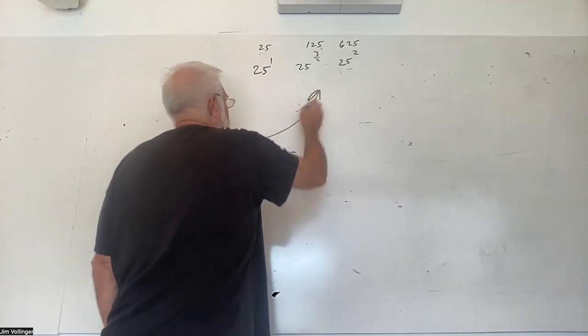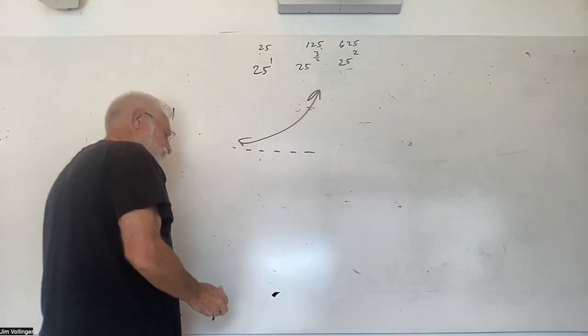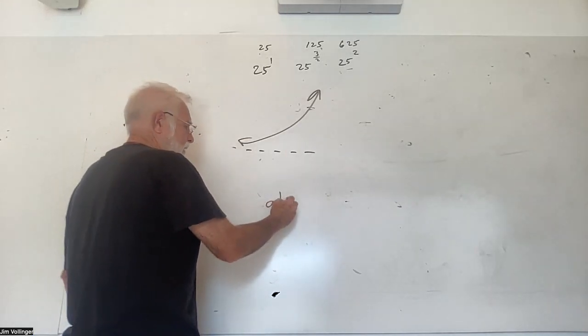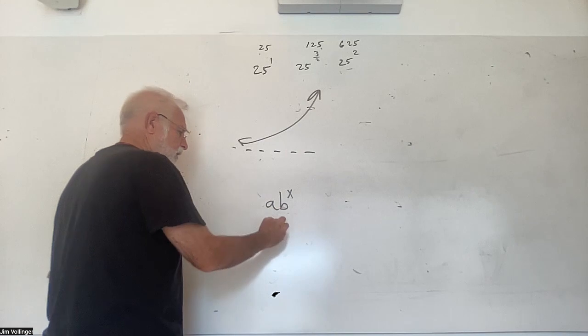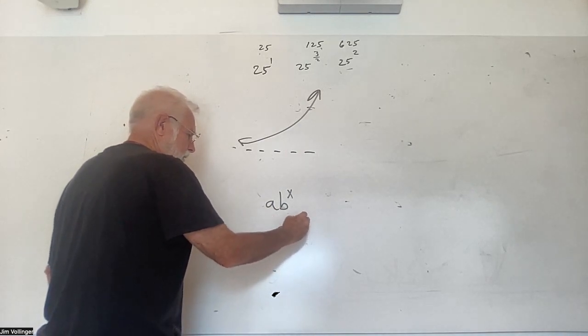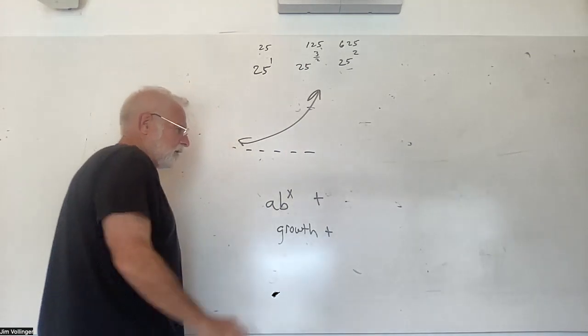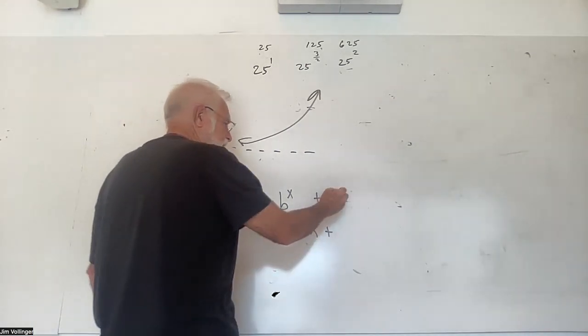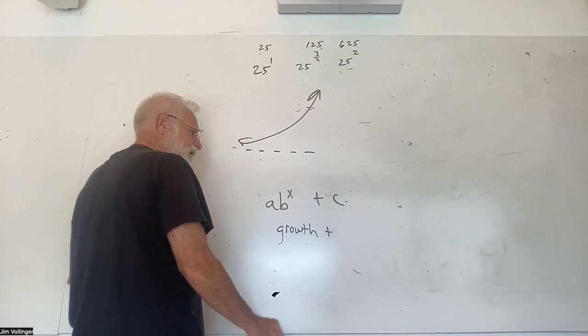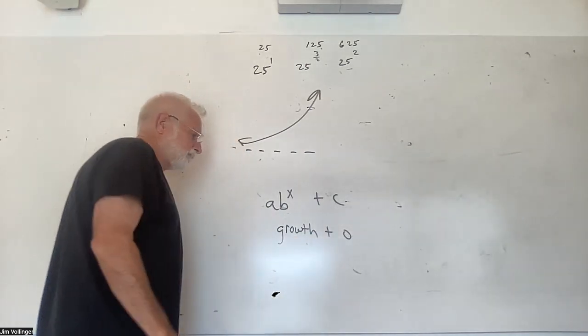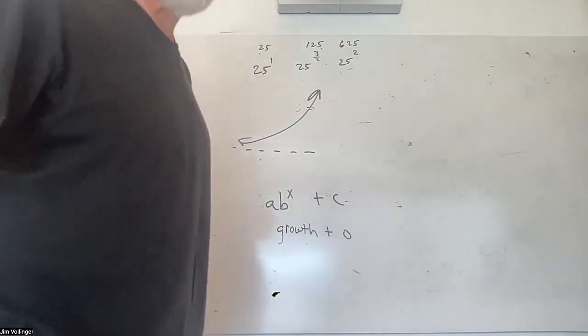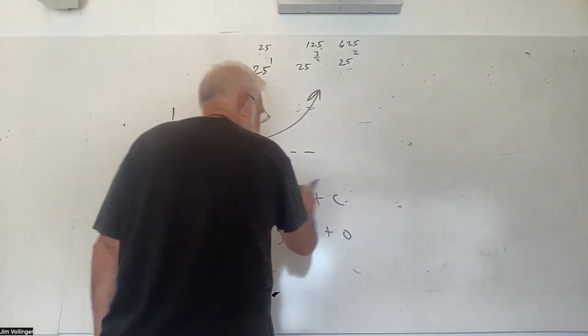I'll just give you a growth function. So a b to the x, if b is bigger than 1, we have growth, on top of usually a constant. Could be plus or minus, but usually there's a constant. If you don't see a constant, it's plus 0. All right, so I'm going to ask you to graph and then name that too.